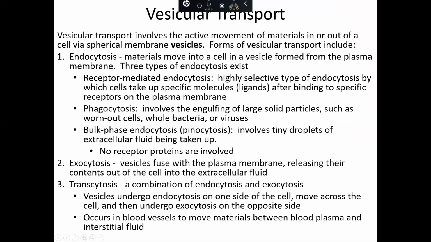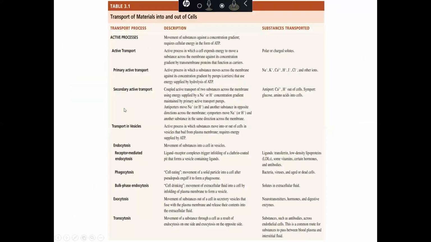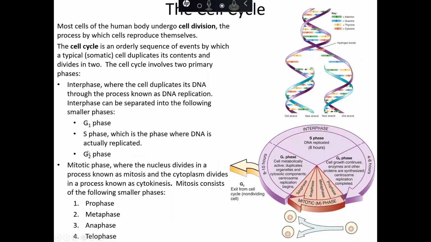This is what we do to move materials between our blood plasma and interstitial fluid, but we really don't talk too much about that either. Of all these things, really phagocytosis, which I always kind of think of like Pac-Man running around chewing stuff up, we talk about the most. All right, table 3.1 just is a nice summarization of all those different transport processes we just talked about.